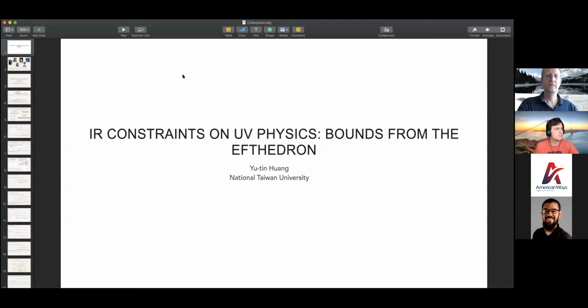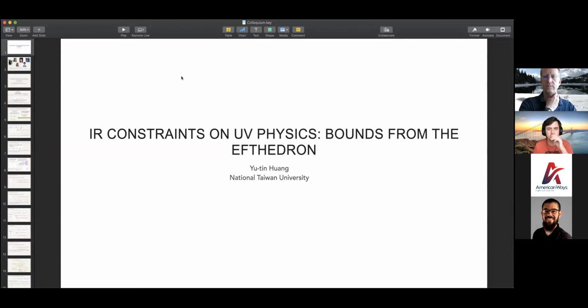My talk is about some constraints. Actually, one can derive constraints on the UV spectrums by just going through the geometry of the EFThedron, which is going to be the main focus of this talk.